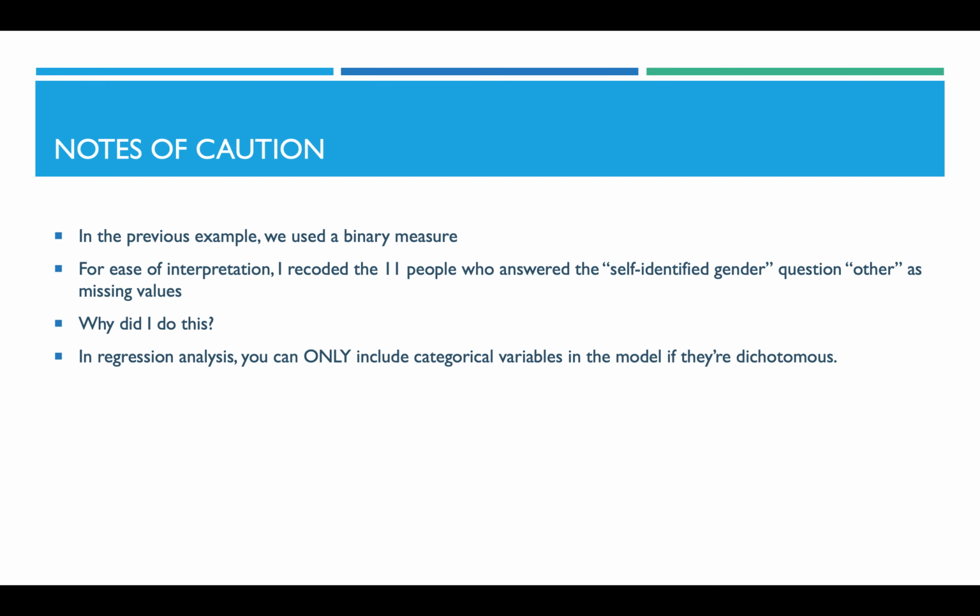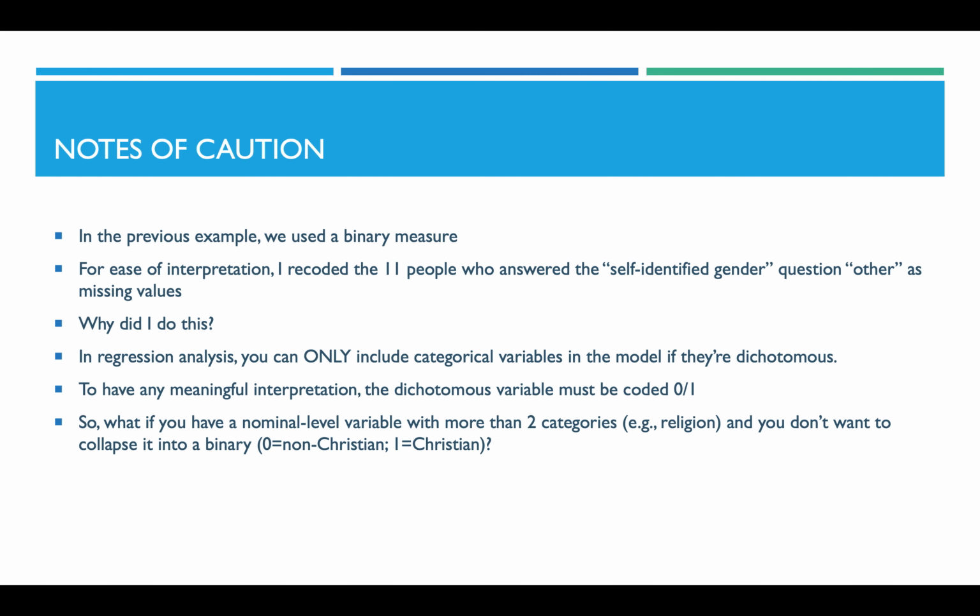So why did I do this? Well, I did it because in regression analysis, you can only include categorical variables in your model if they're dichotomous. So to make things easier, I just arbitrarily dichotomized that variable. And to have any meaningful interpretation, not only did I have to dichotomize it, I had to recode it so that one of the values was 0 and the other value was 1. If we don't do this, then interpreting that shift in the y-intercept, again, doesn't make any intuitive sense.